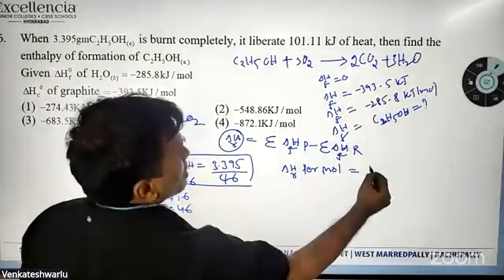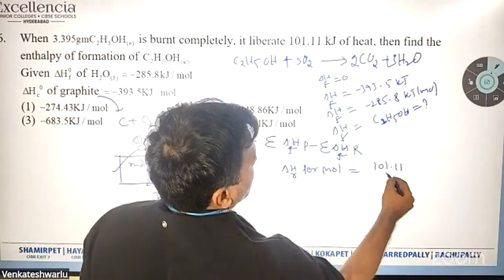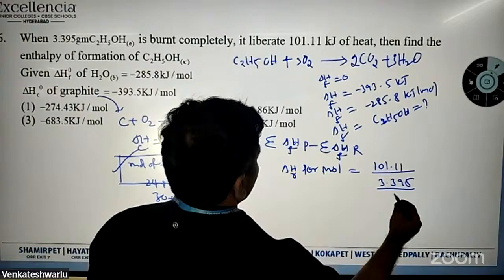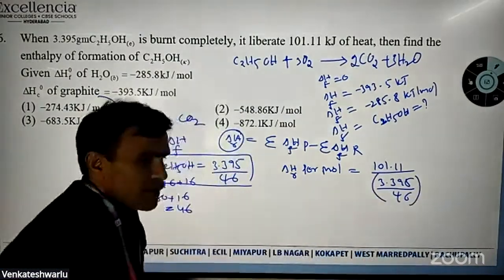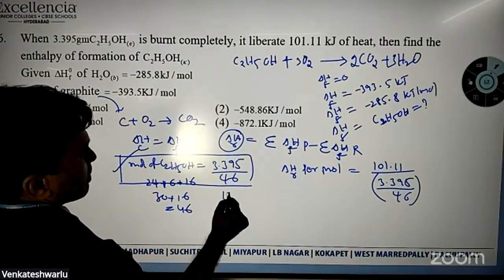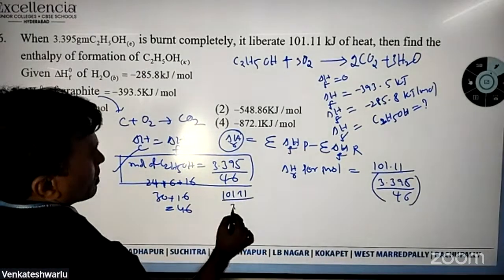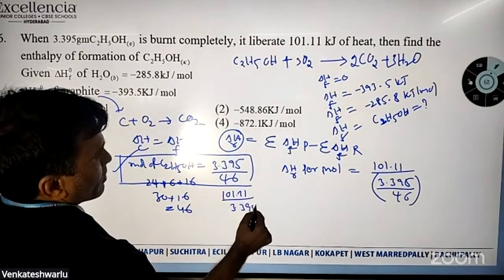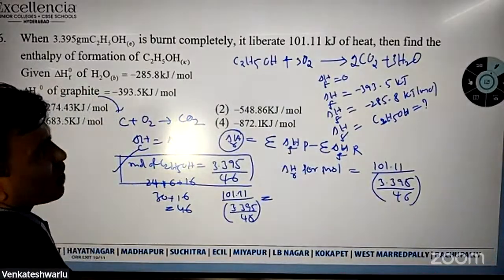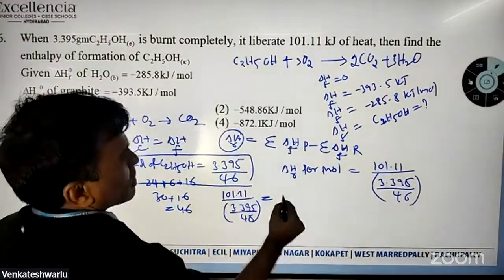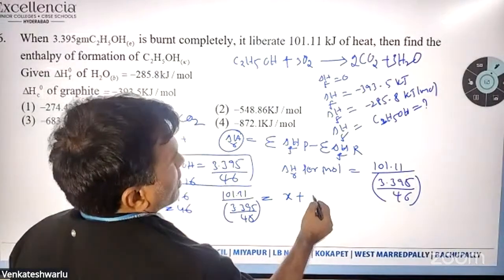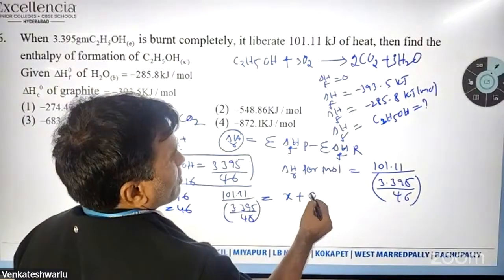Now per mole is equal to 101.11 by 3.395 by 46. So like this, first of all, we have to find per mole. After finding per mole, now we have to substitute values. Heat of formation of the products: C2H5OH, that we don't know, we have to find. O2 is also 0 because it is the standard state of the element.